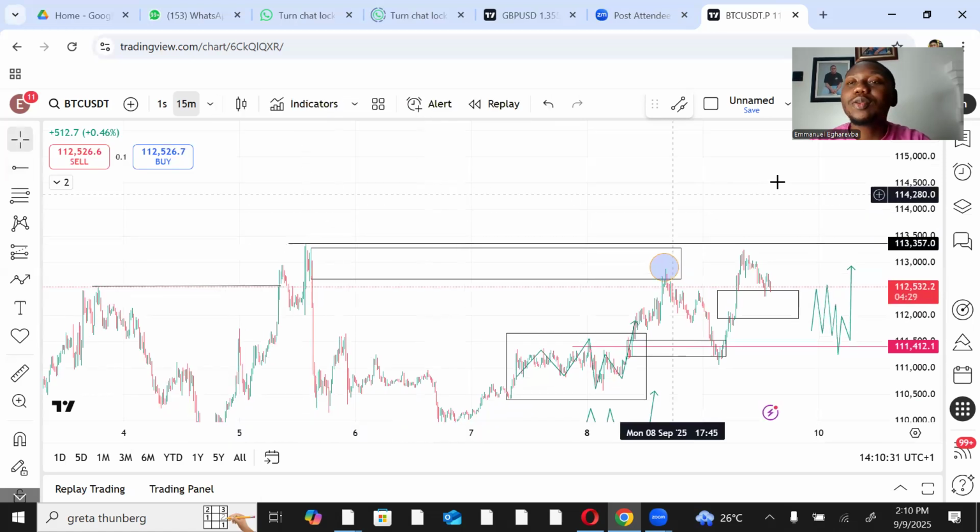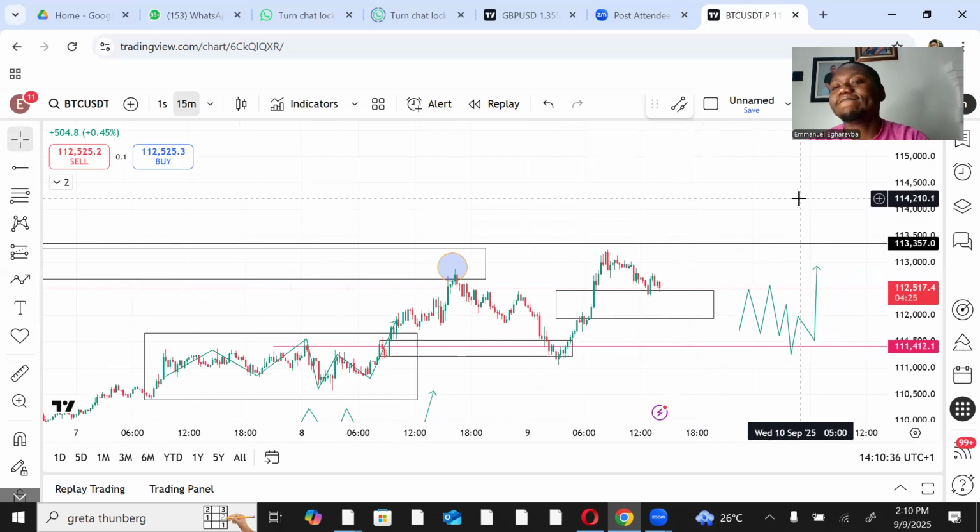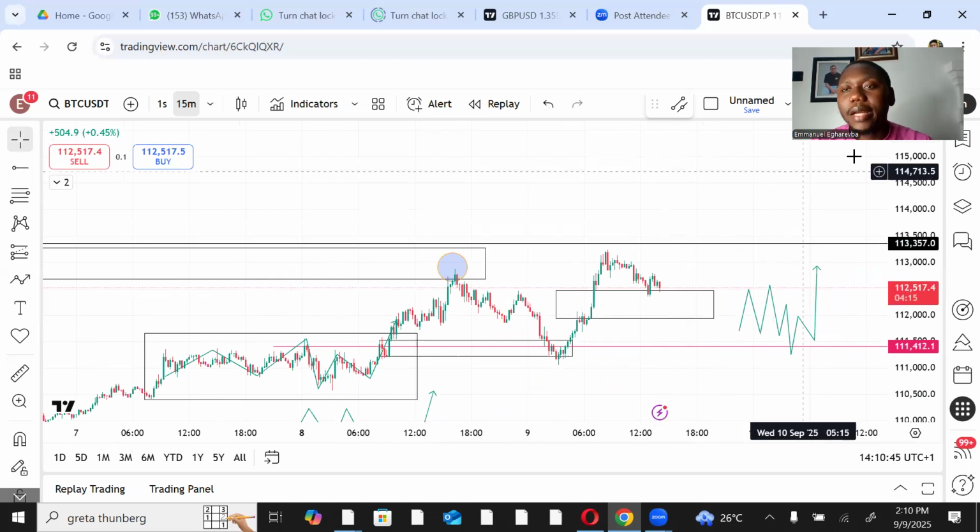To clear out this old high. So this is how structure works. It's very simple. It's just a rebalancing mechanism. Supply selling to demand, demand buying to supply. All right. Yeah, that's it.